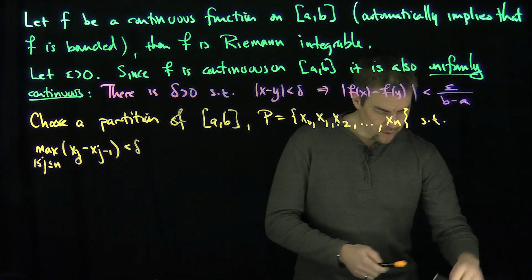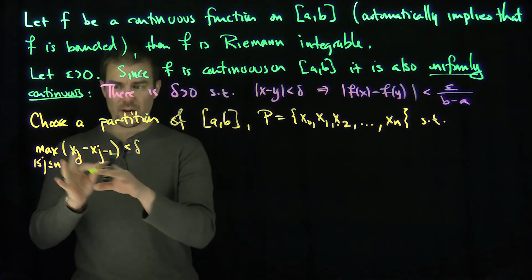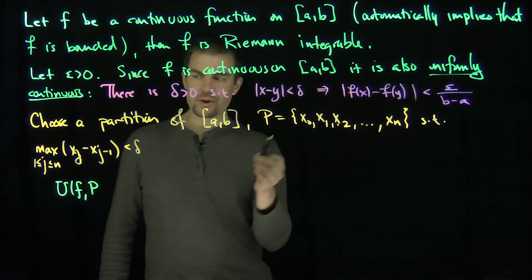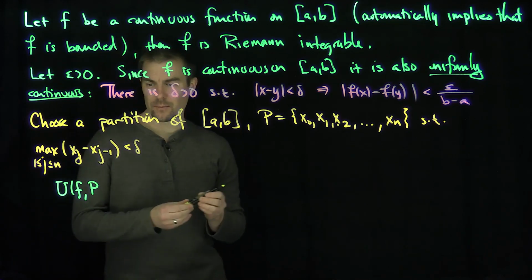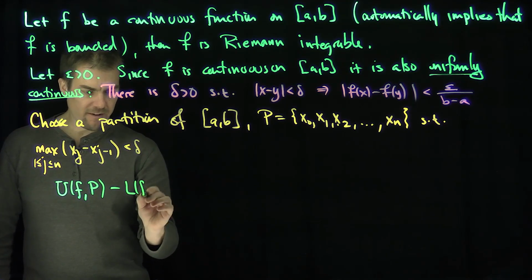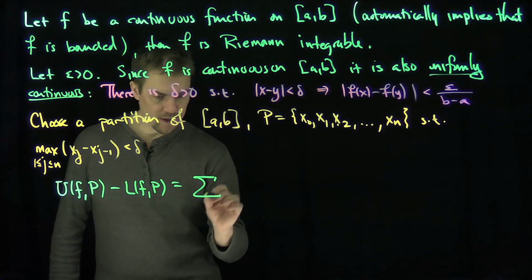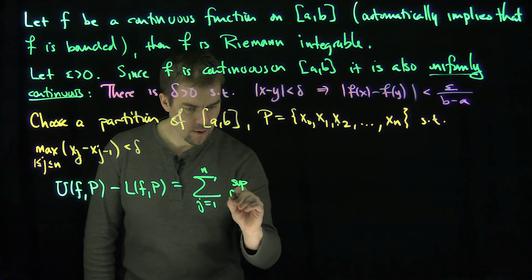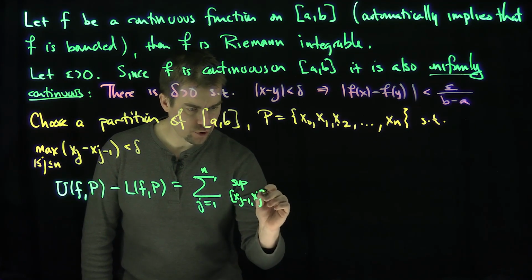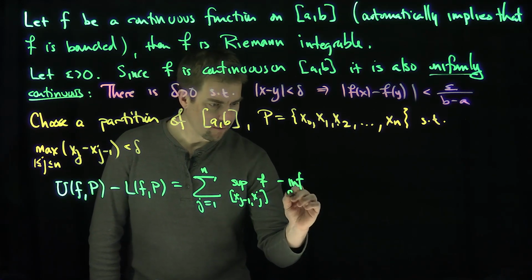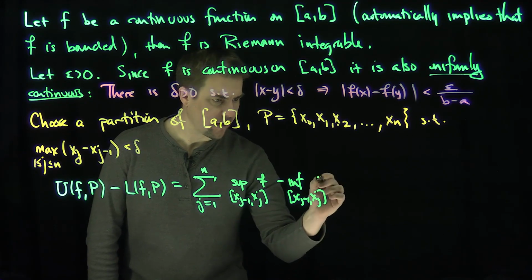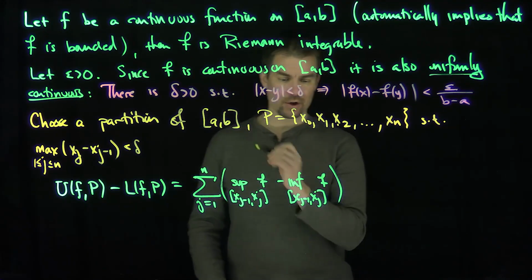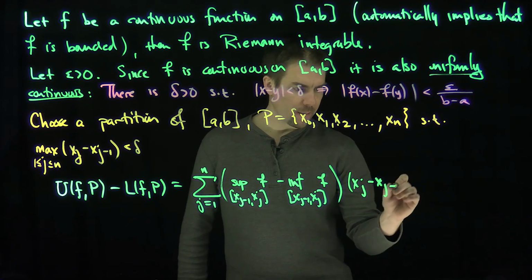Good. All right. So now I'm going to estimate the difference in the upper and lower sums over this partition. So let me consider U(f, P) minus L(f, P). Of course, this partition depends on this delta, which depends on epsilon, right? Let's write out what this is formally. It's the sum, j goes from 1 up to n, of the difference between the supremum over [xj-1, xj] of f minus the infimum over [xj-1, xj] of f. That's called the oscillation of the function over the interval [xj-1, xj]. So that has a fancy name called oscillation. And then times the difference xj minus xj-1.